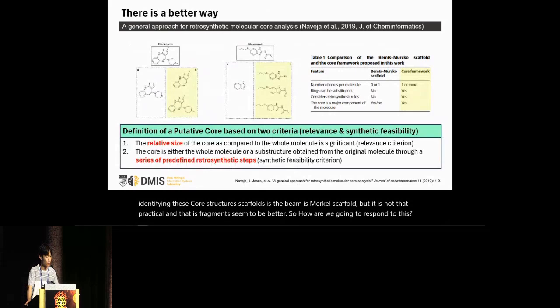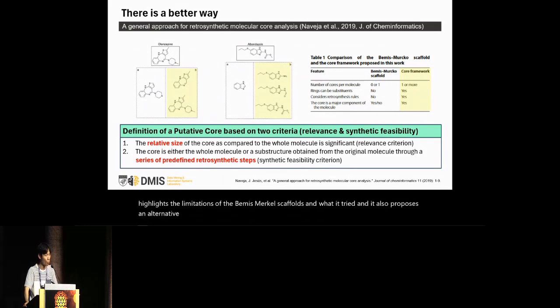So we had to look for some cheminformatics papers because we felt that there's a better way to extract the core structures from a bunch of molecules. And we found Naveja's paper, which was published in the Journal of Cheminformatics, titled A General Approach for Retrosynthetic Molecular Core Analysis. This paper highlights the limitations of the Bemis-Murcko scaffolds, and it also proposes an alternative framework called the putative core framework.